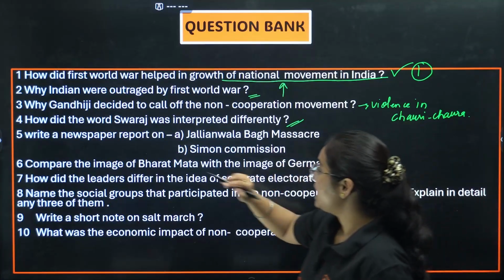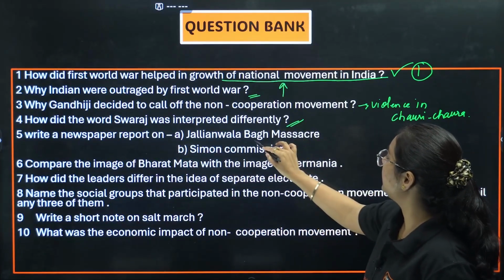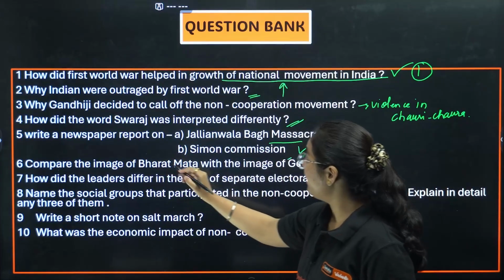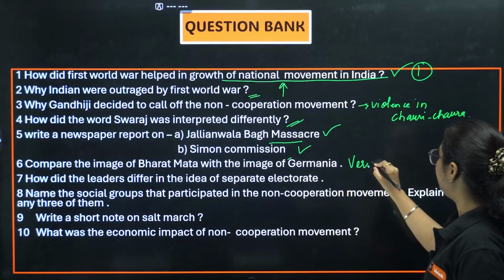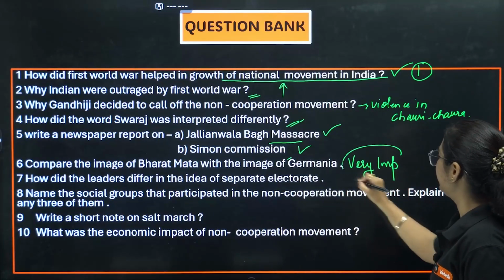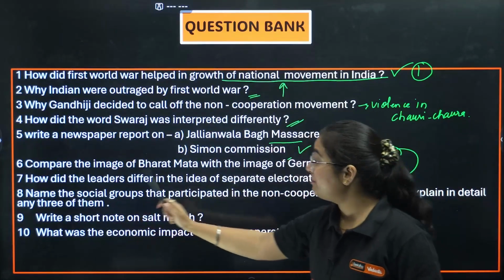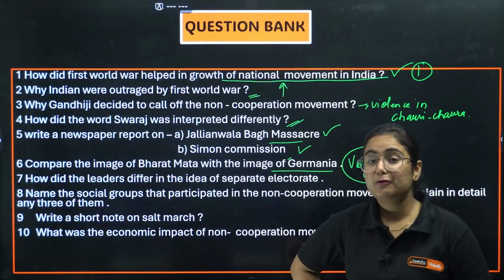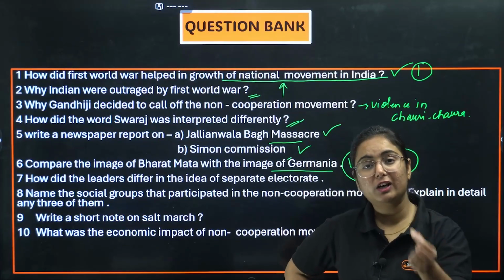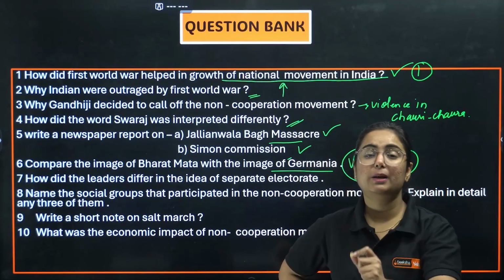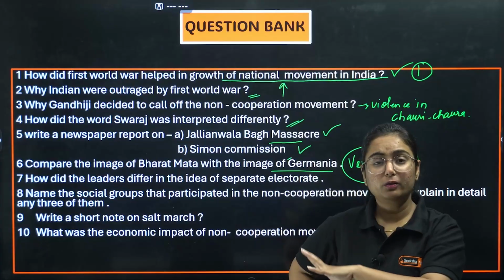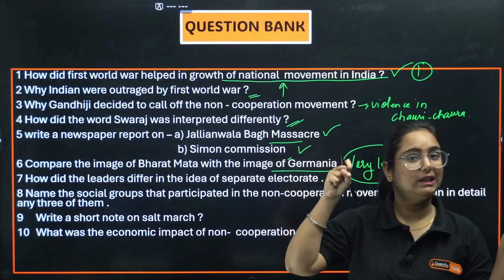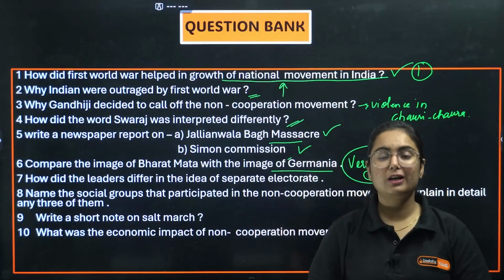Write a newspaper report on Jallianwala Bagh massacre and Simon Commission. Compare, a very important and interesting question out here. Compare the image of Bharat Mata with the image of Germania. Look how they are making your ability of analysis good by doing this. What you need to do, you need to pick the picture of Germania from chapter 1 and Bharat Mata from chapter 2. Now, give a comparison between them.